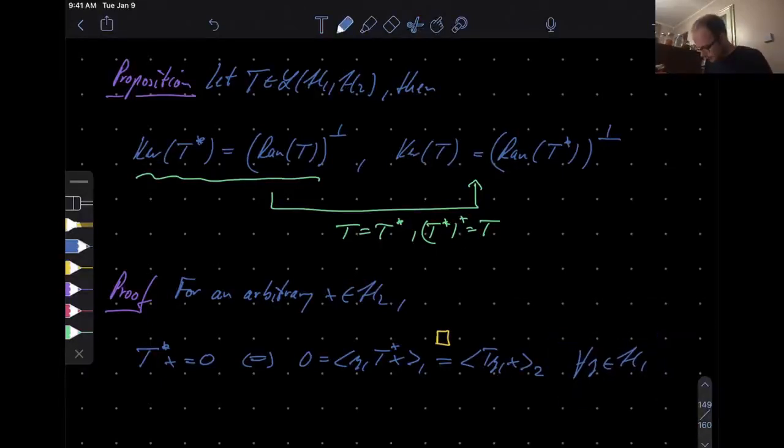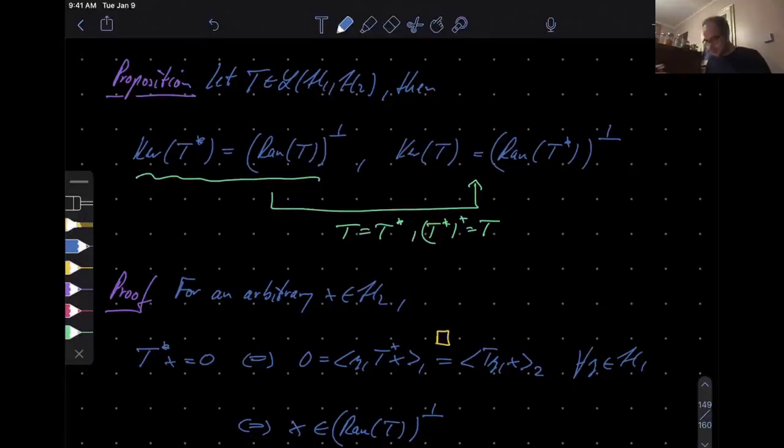But now if you read the one on the far right, that precisely says that, remember, t of y is an element in the range, right? So that's precisely saying that x is orthogonal to everything in the range of t. In other words, x is in the orthogonal complement of the range. And that's it, right? So you have now the left-hand side.